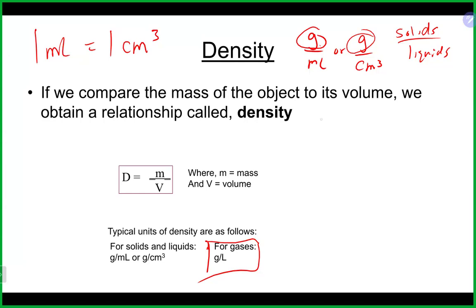We also need to know how to properly rearrange this. So density is mass divided by volume. We times the volume to each side and divide by the density. Volume is mass divided by density. Our mass is volume times density.